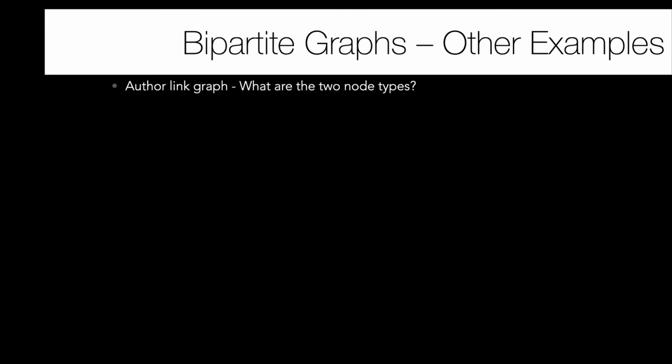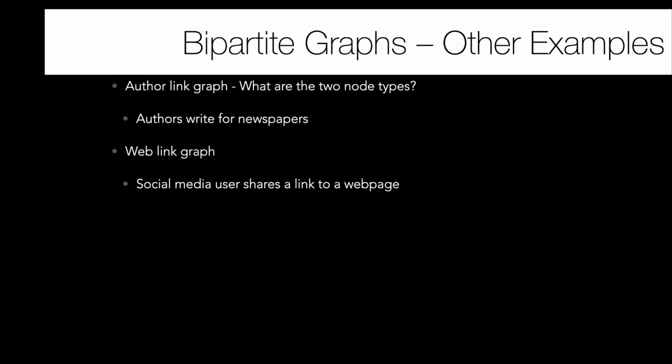So there's the author link graph, where we have 2 types of nodes being authors and the places they write for. So authors write for newspapers. You could imagine authors write for other authors, but for a bipartite graph, you may say authors write for particular newspapers and news organizations. And that's where the edges come from. The web link graph for social networks, you could say, well, a user in Twitter or a user in Facebook shares a link to a particular web page or a particular YouTube video. And generally, users don't share links to other users, though you can. That would be a different kind of structure.